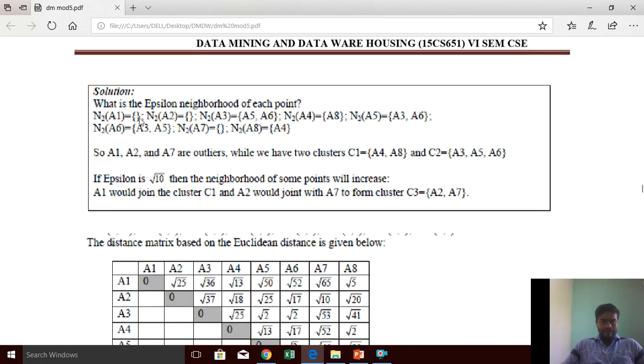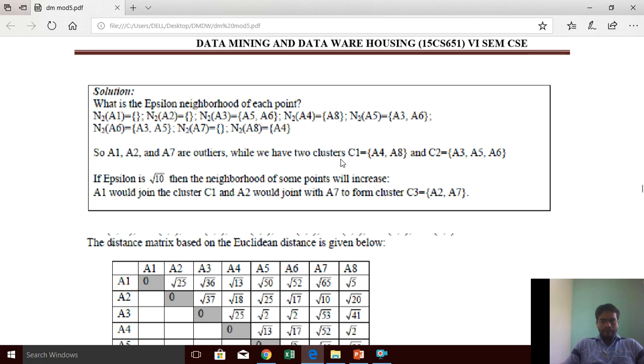Now A1 does not have any points inside the value of epsilon equal to 2. A2 is also outside, and A7 is also outside. So for A1, A2 and A7, all these values are null. So these are treated as noise points or they are eliminated. While we have two clusters now.